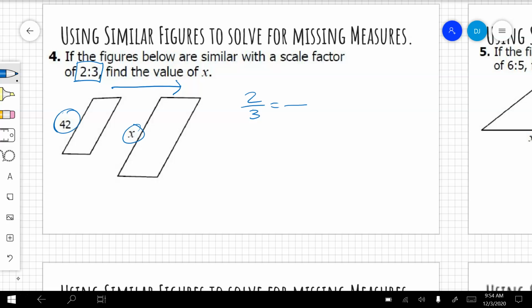So we're going to start with 42 in the numerator, divided by x, and now we're just going to solve it using a proportional relationship. So that's 2 times x equals 3 times 42, which is going to end up giving us 2x equals 126. Divide by 2, that's going to give us 63. All right. So that's the ratio for number 4, and then for the other 4 problems, go ahead and work those out and set them up.